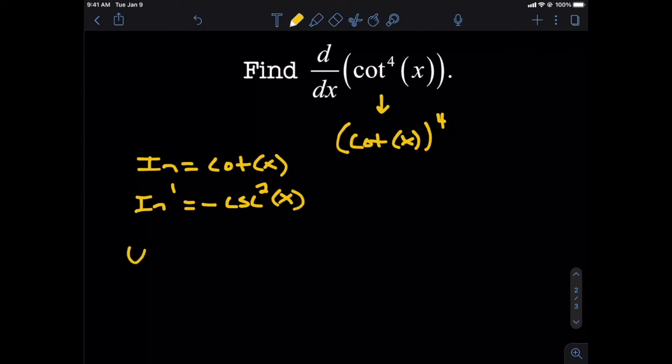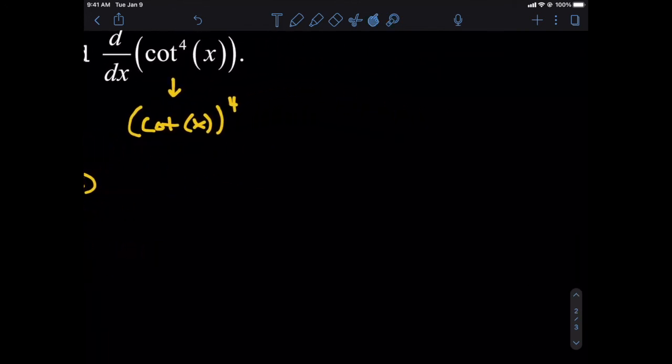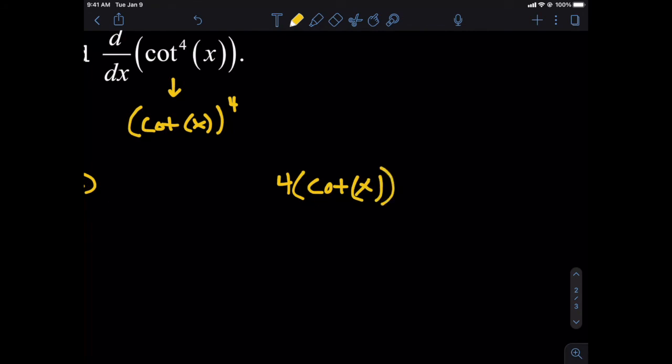Our outside function is going to get rid of the cotan and replace it with x. This is just x to the 4th, and then that's very easy for us to find the derivative of. Out prime is going to be 4, x to the 4 minus 1 is 3. We have out prime, where we plug in inside for x, times the derivative of the inside. This gives us an initial derivative of 4 cotan of x to the 3rd times the derivative of cotan, which we said was negative cosecant squared of x.